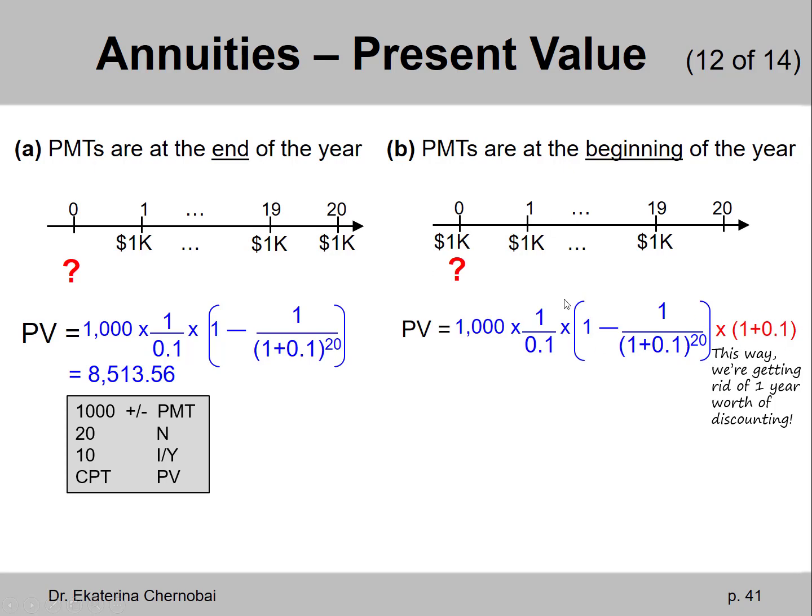So the fastest way to get the answer would be taking the answer from case A and multiplying by 1 plus the 10% interest. And we get a larger number, $9,364.92. Intuitively, the larger number in case B reflects the fact that we like this investment opportunity better. We get our money sooner by 1 year. Who wouldn't like that?